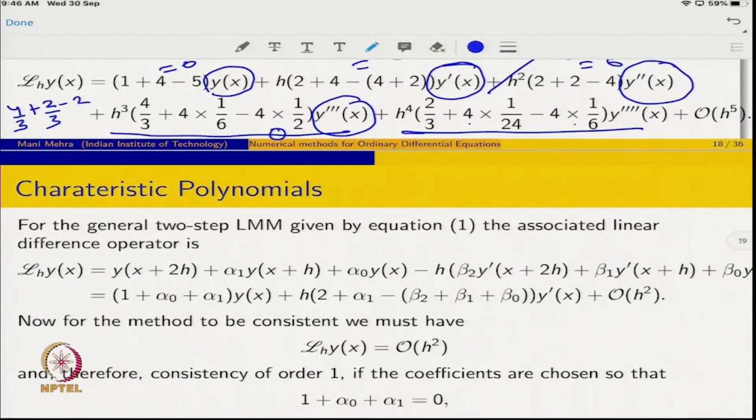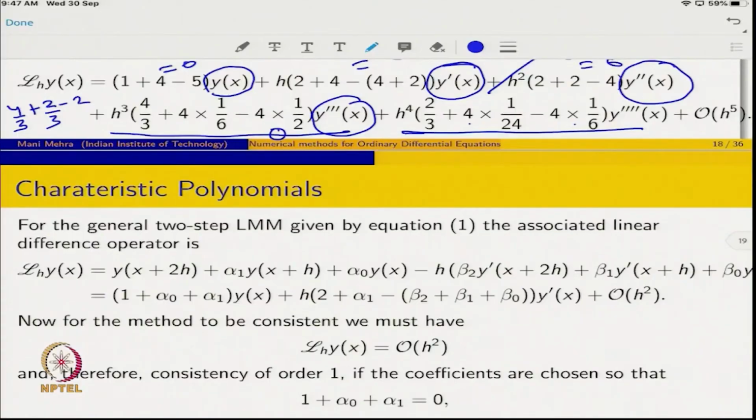So, now generally, as we have already seen, consistency is necessary for convergence. So, let us formalize those concepts of consistency in a more formal way with the help of the characteristic polynomial. That is what we are going to do right now. For the general two-step linear multi-step method given by equation 1, which we have seen earlier, the associated linear difference operator is this.